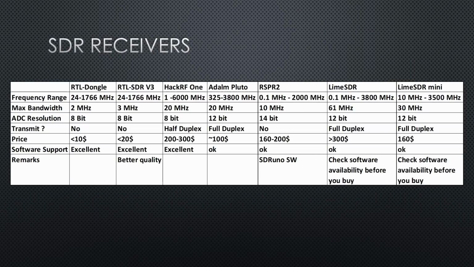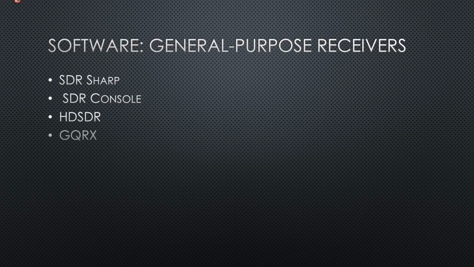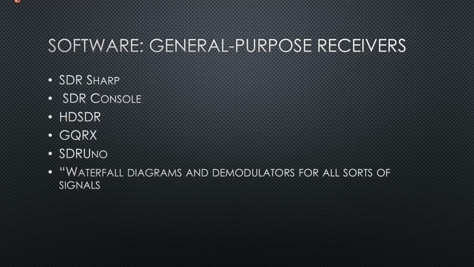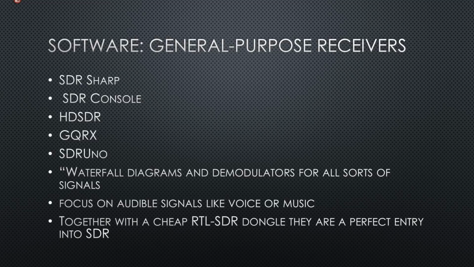And what about the software? As mentioned before, we get several categories of software for our SDR devices. The first category contains general-purpose receivers like SDR Sharp, SDR Console, HDSDR, GQRX, or SDRuno. All of these packets create a so-called waterfall diagram for a specific frequency band and demodulate all sorts of signals, with a focus on audible signals like voice or music. Together with a cheap RTL-SDR dongle, they are a perfect entry into SDR.